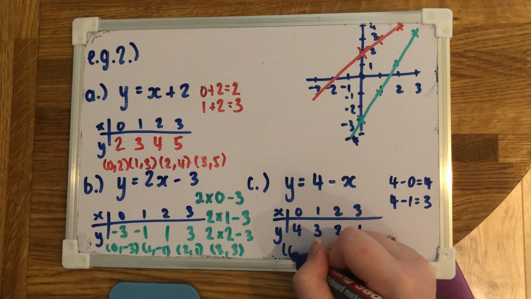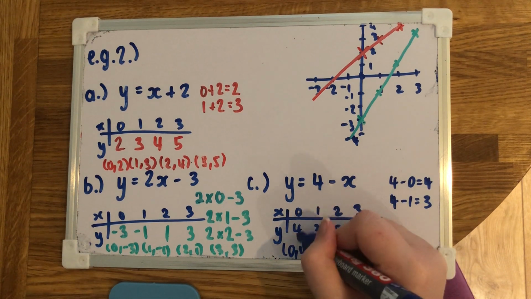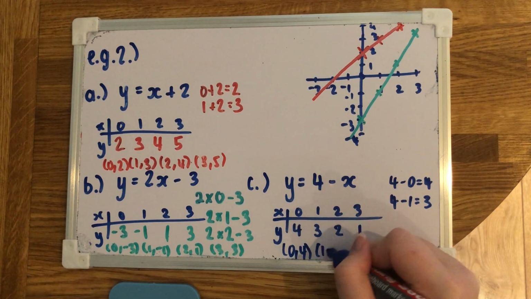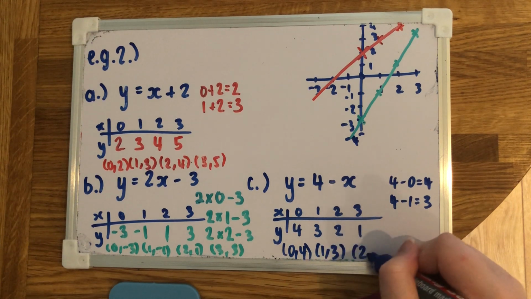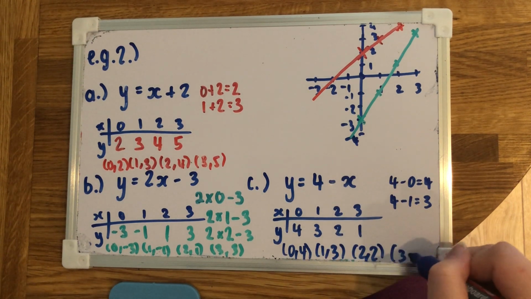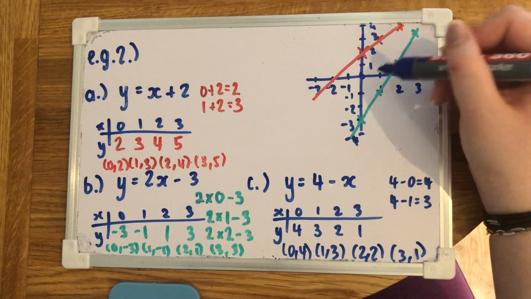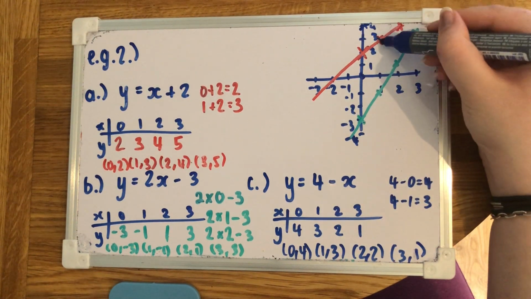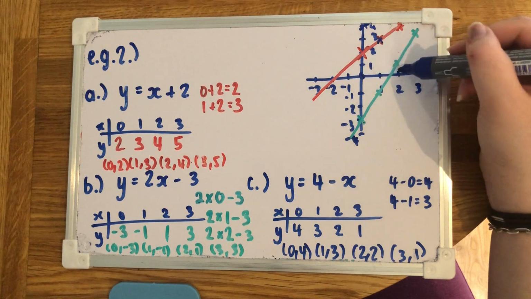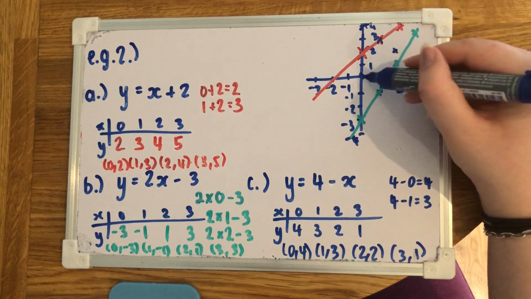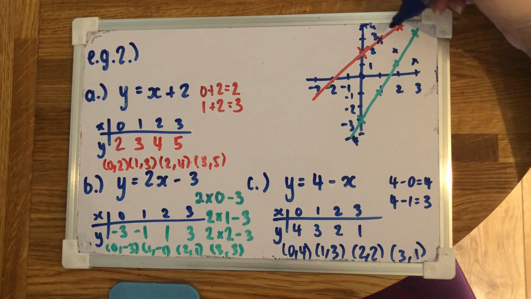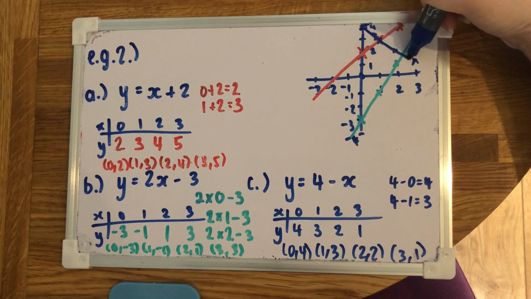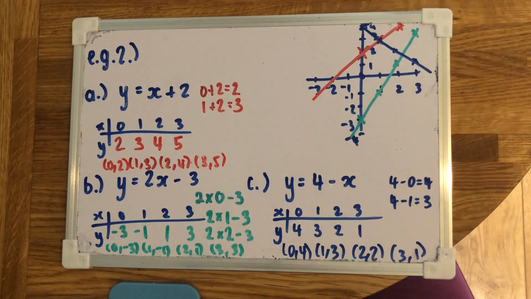Okay, now you don't need to keep writing the coordinates. If you just know that those two go together and those two go together, then that's good. If you want to write them out, you can. And then we can plot them. So 0, 4 is right at the top. 1 and 3. 2 and 2. 3 and 1. Like that.